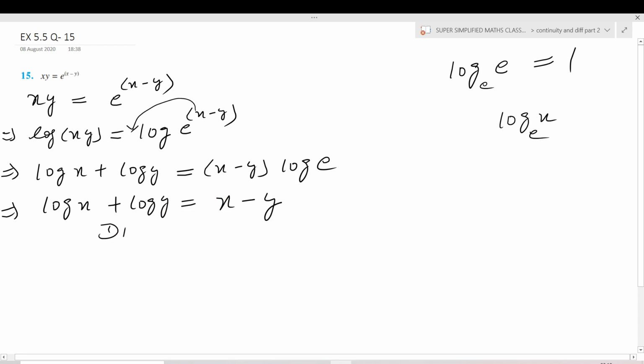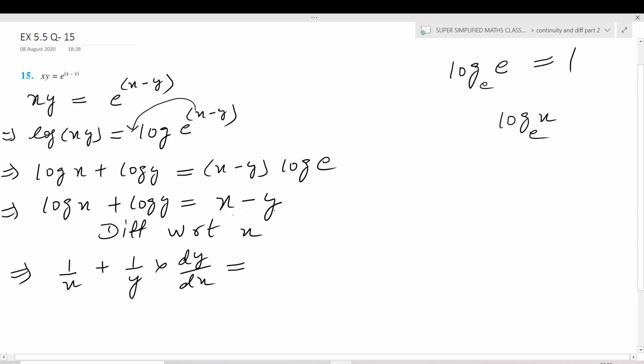Now we differentiate both sides with respect to x. Derivative of log x is 1 by x. Derivative of log y is 1 by y, and since we are differentiating with respect to x, we multiply it by dy/dx, we differentiate y with respect to x also. So that is dy/dx is equal to x minus y.